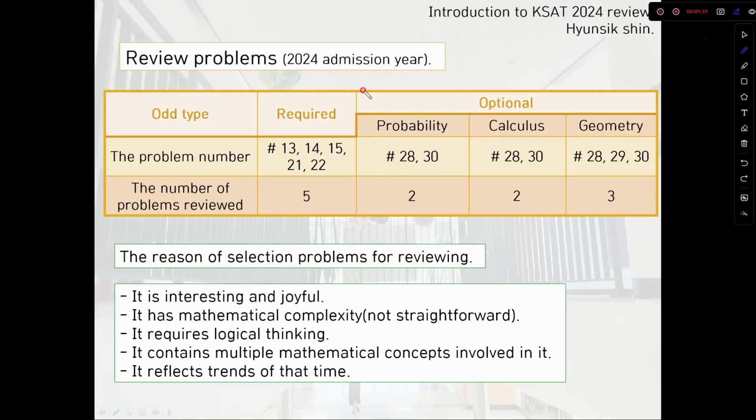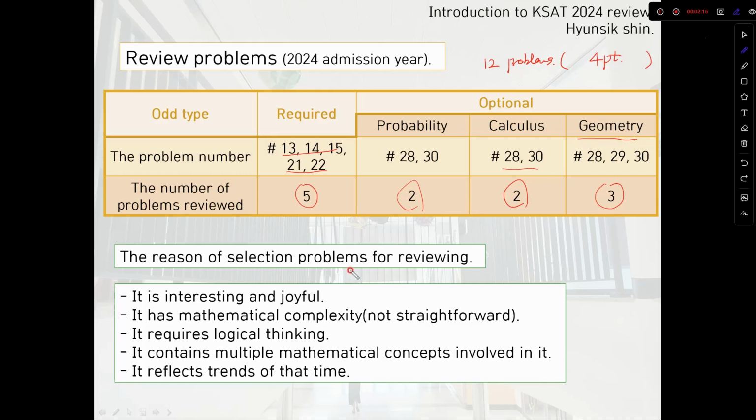In this reviewing video, I chose a total of 12 problems. They are all worth 4 points, which means the level of difficulty is relatively high. I chose 5 problems from the required section, 2 problems from probability, 2 problems from calculus, and 3 problems from the geometry optional section.